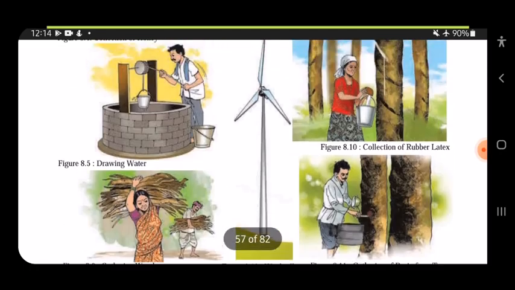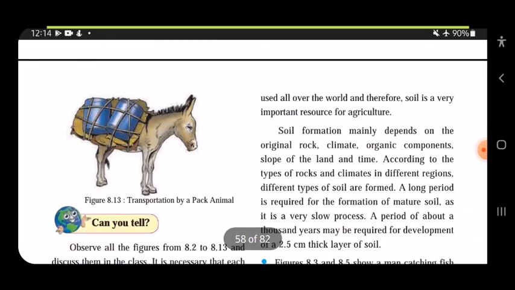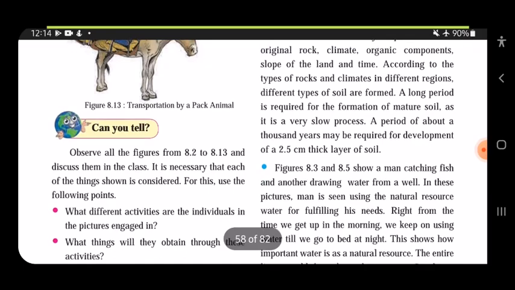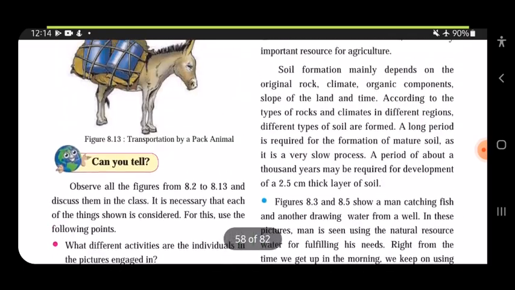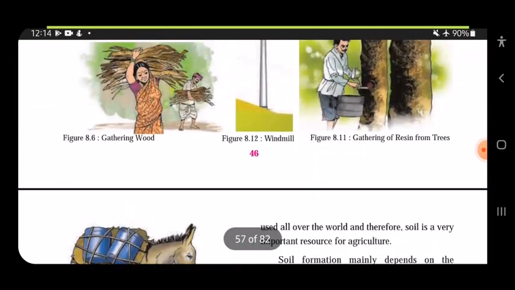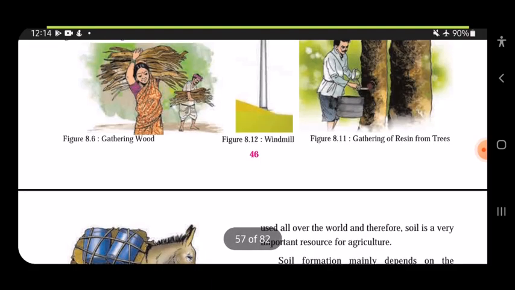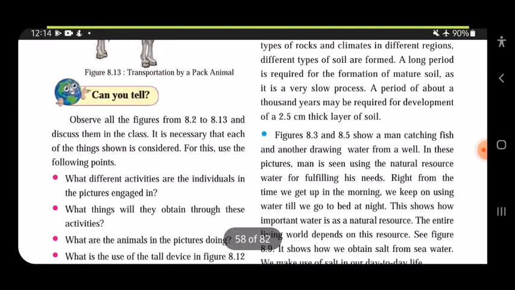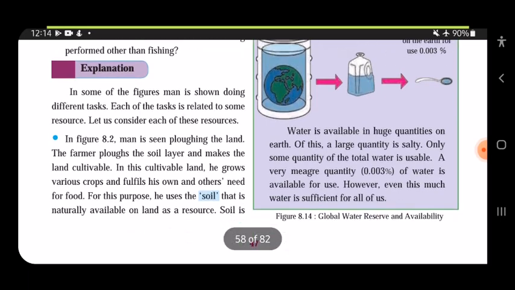Okay, next question. Where are all these human activities being performed other than fishing? They are performed on land. Okay, now let us move to the explanation part.